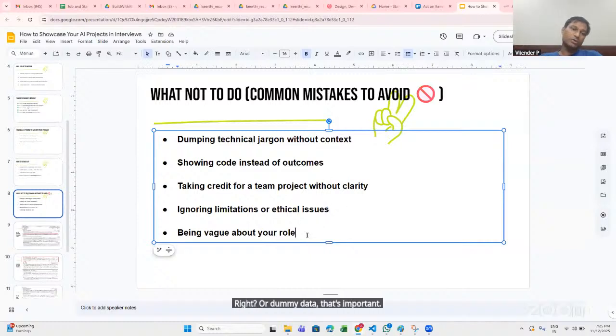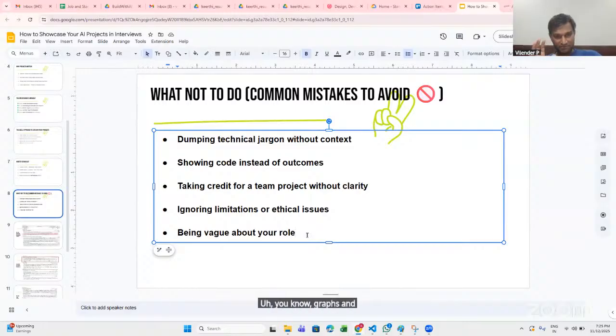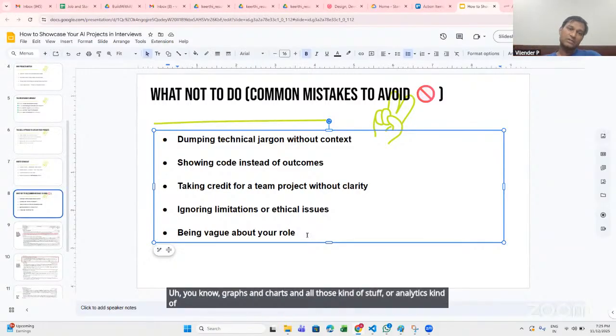Or being vague about your role. Don't be vague about the role you have done. Like, you say that you have done data engineering, but then you're suddenly talking about graphs and charts and those kinds of things, or analytics work. They're both different, right? So be clear about your role and make sure you're communicating as such.